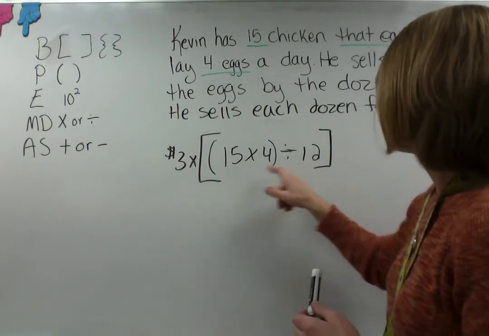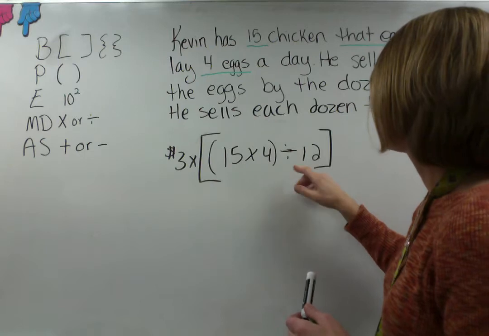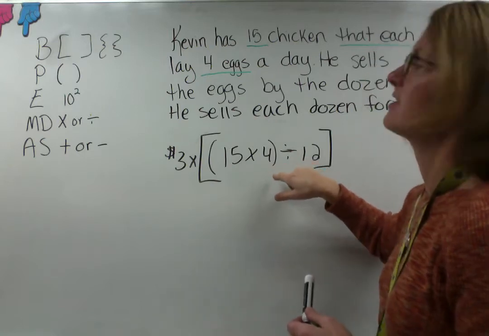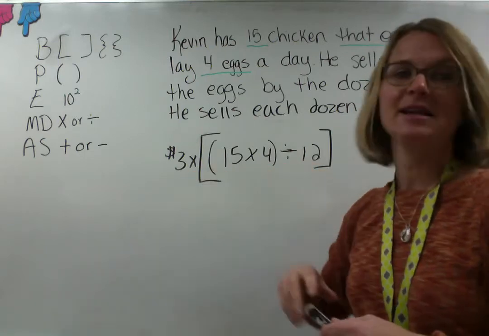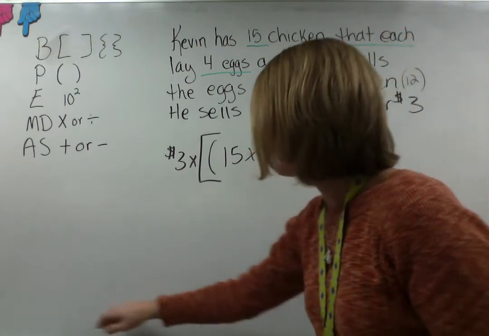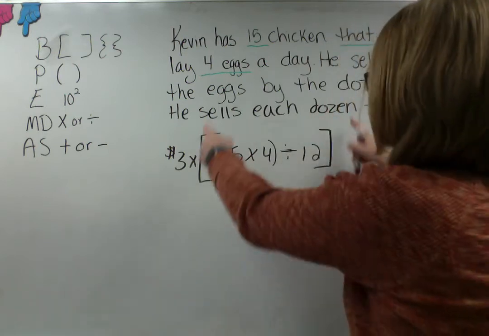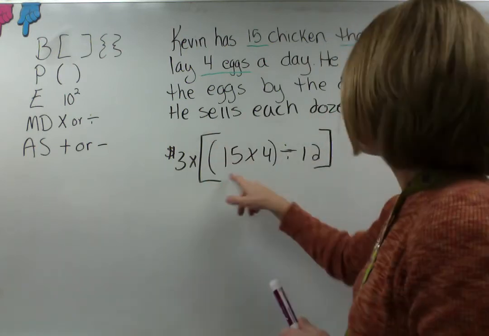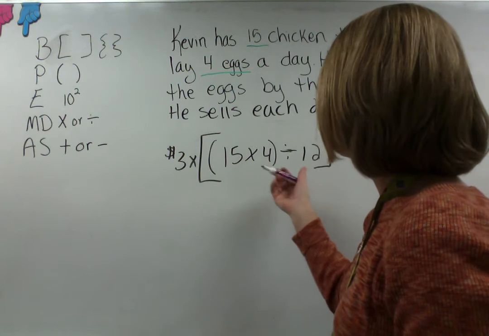So once we figure out all this, if we multiply it by $3, we figure out how many dozen eggs he had, then however many dozen that is, we multiply it by $3, and that's how much he's going to make. So now if we were to solve this problem, we would have to do everything inside brackets first. Inside the brackets, there are parentheses, so I'm going to do that first.